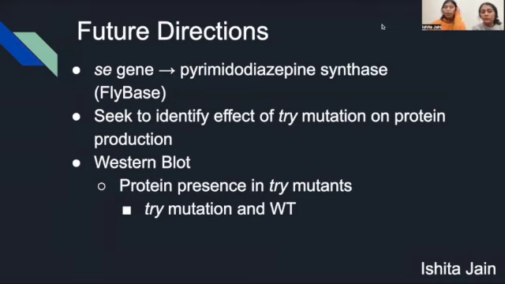So in terms of where we can go with this experiment, Rajika and I were looking more into the sepia gene, and we saw that it codes for the protein pyrimidodiazepine synthase. So we were wondering if perhaps the tri mutation resulted in a null phenotype where this protein is not functioning. So potentially we could perform a Western blot on tri mutants and on wild type flies to see if the protein was present in those tri mutants.